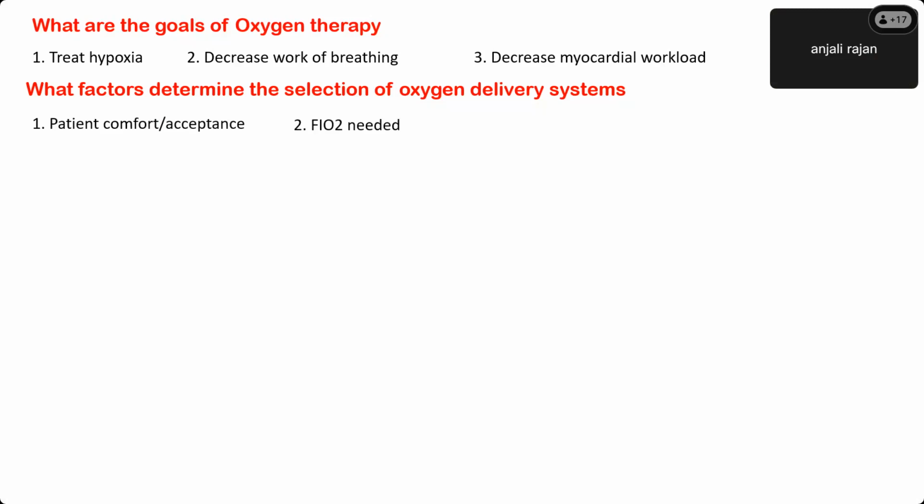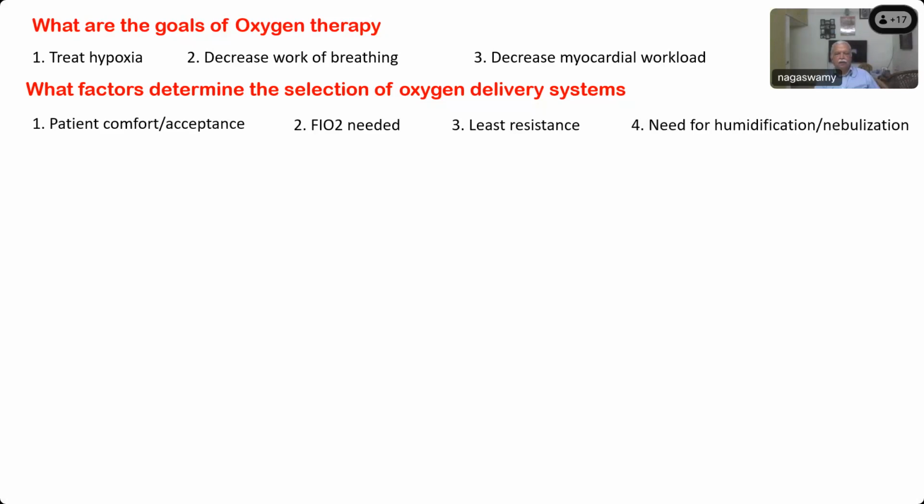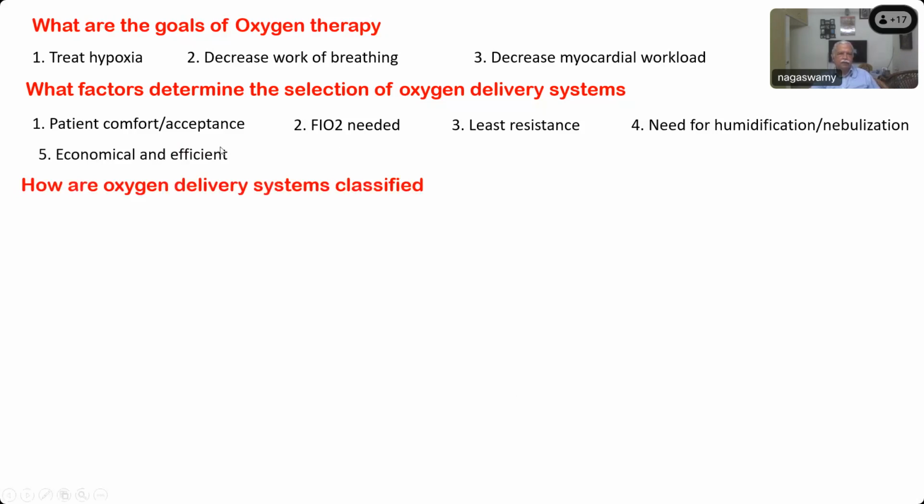And then FiO2 needed, depending upon the hypoxia of the patient. Then the least resistance. The system that you deliver should have no resistance at all. And whether there is a need for humidification or not, whether you want to deliver humidified oxygen or not. Otherwise, it should be economical and efficient. These are all the system-based factors, not on the patient side. So when you say the factors determining selection, patient comfort is the only patient-related thing you are worried about. All other needs depend upon the degree of hypoxemia, the resistance offered, humidification, and economy.